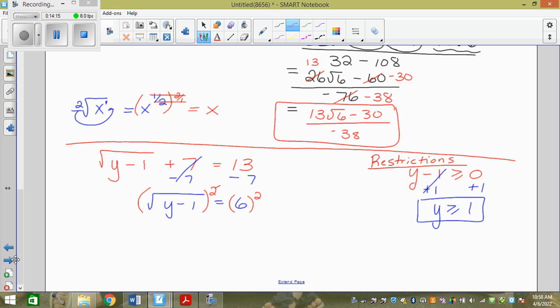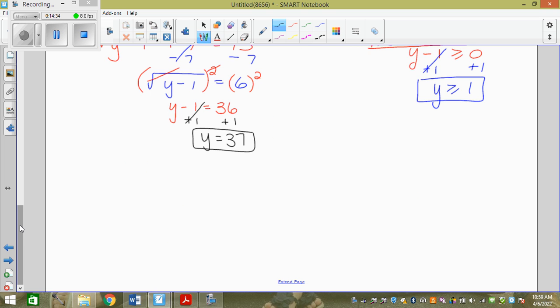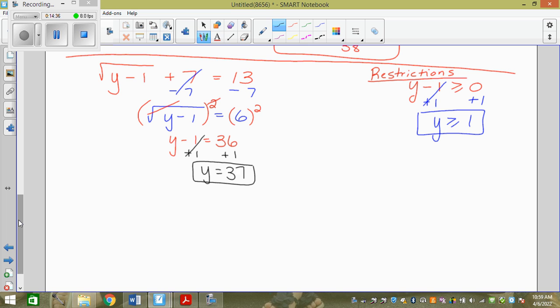So this squared cancels off this square root, and I'm left with y minus 1 equals 36. Now what do I have to do? Add 1. Y equals 37. Now I check. Is 37 greater than or equal to 1? Yeah, so it fits my restrictions.